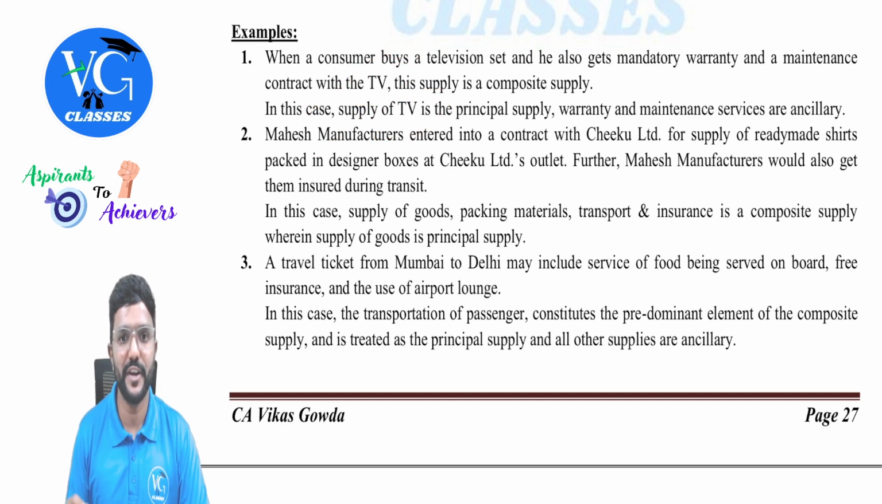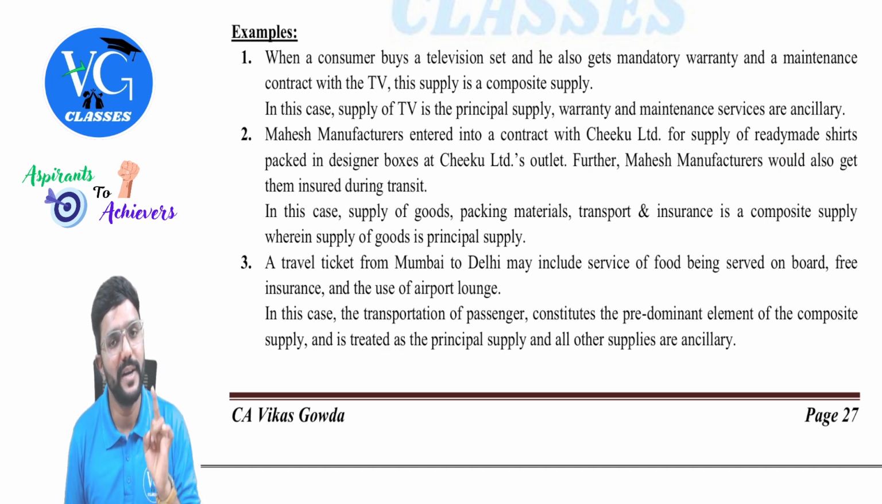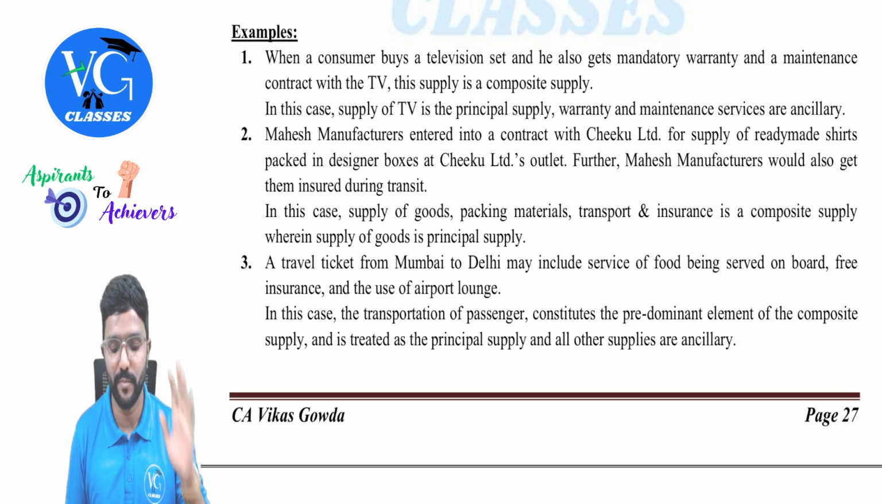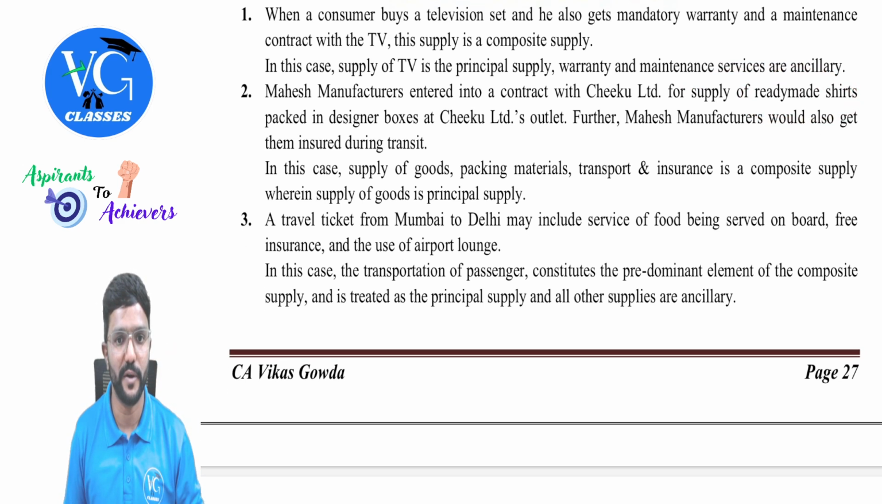Then Mahesh manufacturer enters into a contract with Chiku Limited for supply of ready-made shirts packed in designer boxes at Chiku's limited outlet. Further, Mahesh manufacturer would also get them insured during transit. So ready-made shirts are sold along with package and insurance. Is it naturally bundled? Yes. So it is a composite supply. And which is the principal supply? The ready-made shirts, which is the main product.